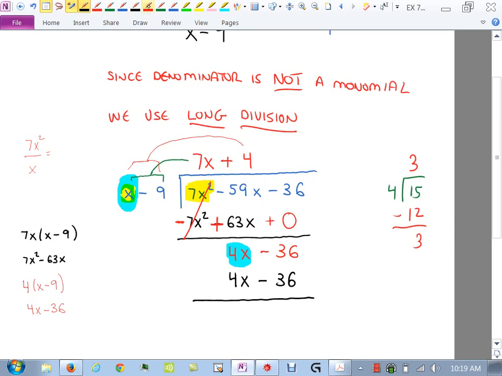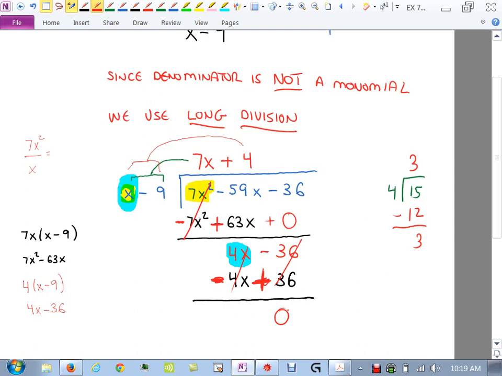So I'm going to do that like this. I'm coming here, I'm going to go minus 4x plus, I like to really exaggerate that I changed it. And then you add down. 4x, take away 4x. Gone, right? Negative 36, add 36. Gone. 0. We had no remainder.